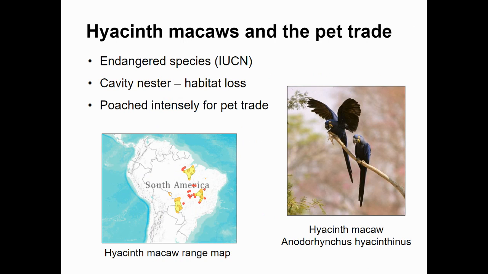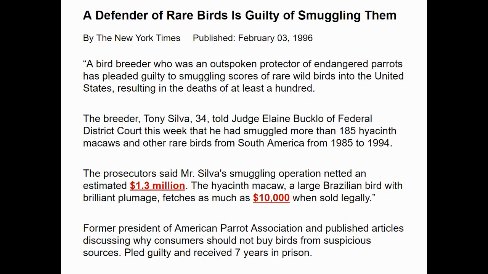I've never seen a macaw this color, probably because they're super rare, but these guys are an endangered species because they nest in cavities, in trees and things like that. With habitat loss, if their homes are gone, they have trouble finding a place to live, and they've been intensely poached for the pet trade because of their unique coloring.